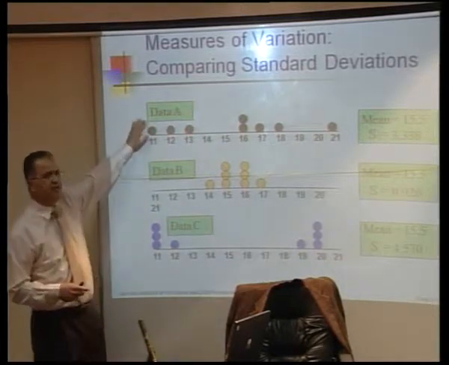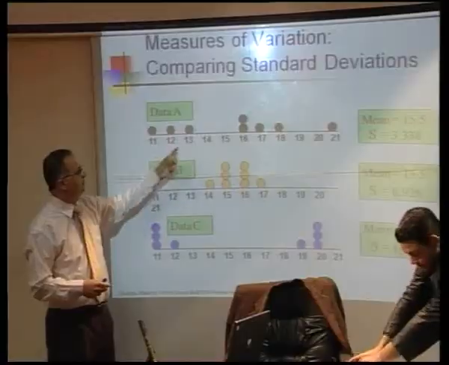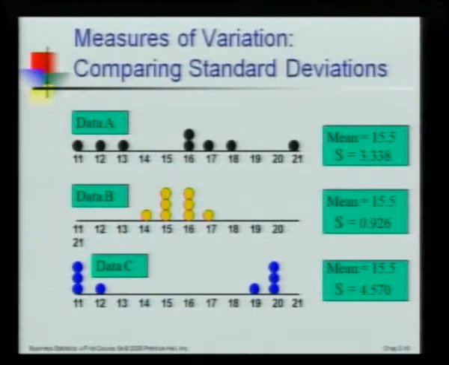If you look at data A, now there is a gap between the values 13 and 16. Also, there is a gap between 18 and 21. That's why the standard deviation becomes around 3 times that of the previous data set.